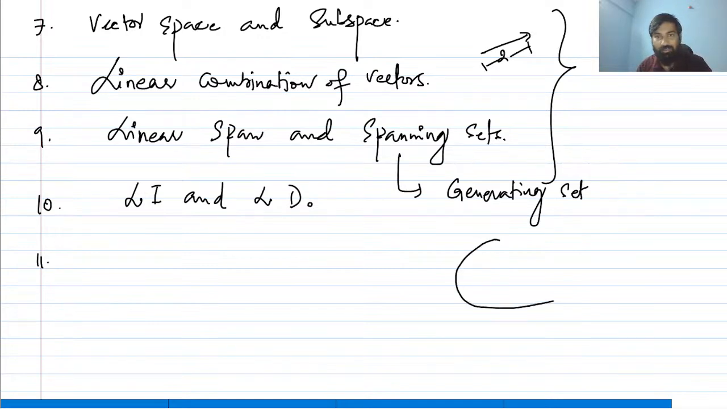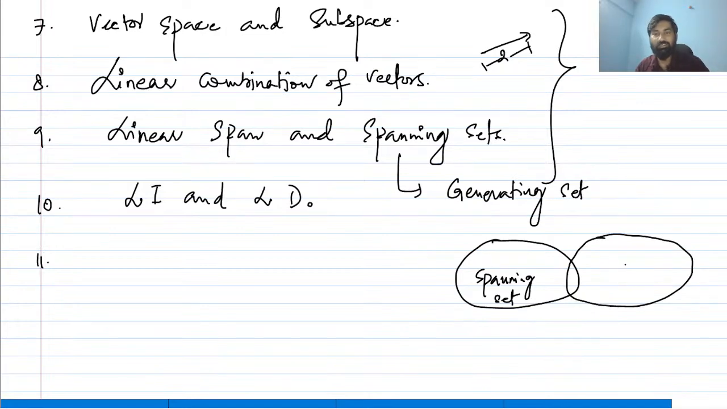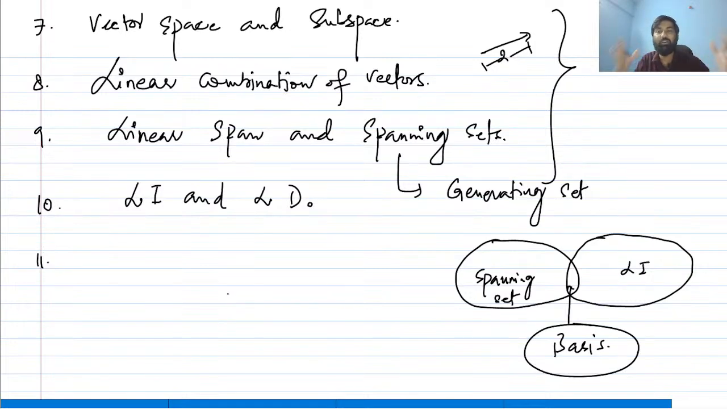Suppose this is the set, that is the spanning set. And suppose this is the combination of vectors which are linearly independent. The intersection will be known as the basis. The basis is going to be the set of vectors which span the space as well as being linearly independent. So we will talk about the concept of basis and dimension.